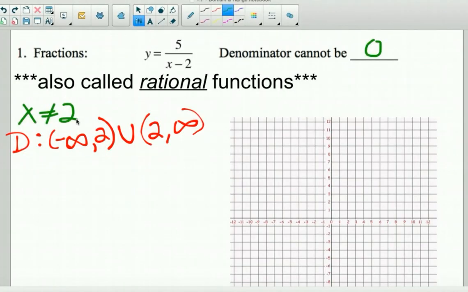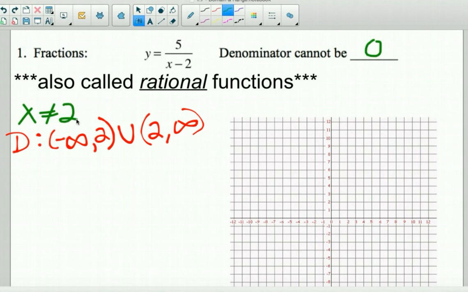Seems like a really long way of saying what was in the green, but that's how you put it in interval notation. So the parentheses are showing that it could not be 2, but it could be everything left of it and then everything right of it. And notice again how we started with negative infinity and worked our way towards positive infinity. Start with the lowest, end with the highest.